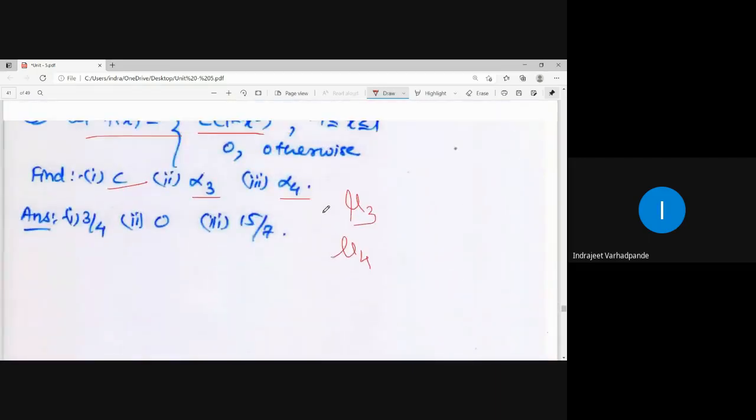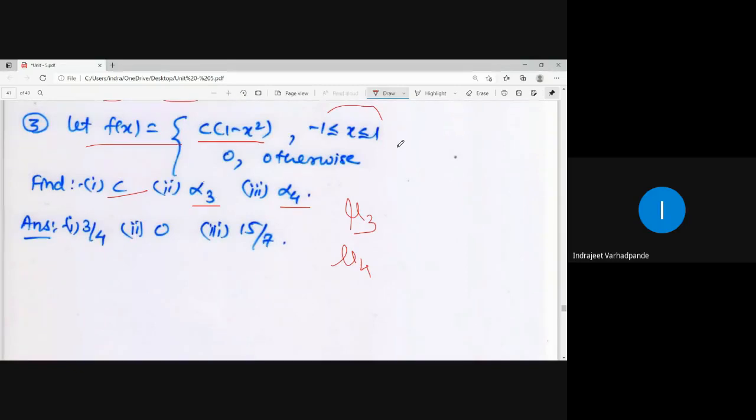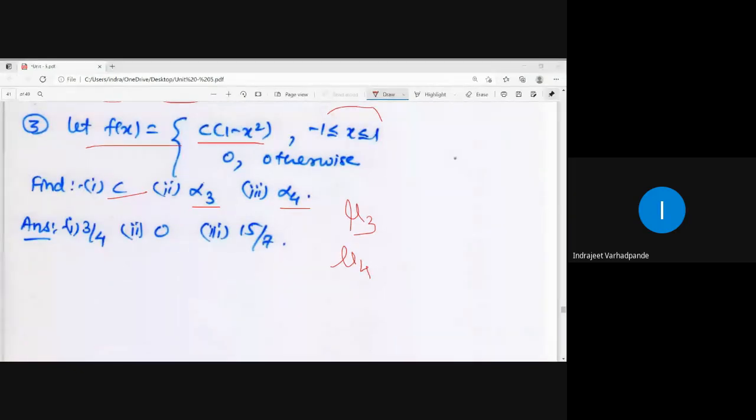These were certain examples which are to be considered for practice. Kindly solve them, verify the answers. Answers are also provided there.